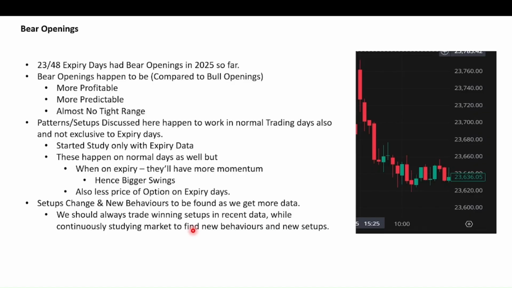So the key to being always profitable in the market is you always trade the winning setups in the recent data. What we are doing now, we are taking the last 1 year data. While we are trading, we are also continuously studying the market to find new behaviors and new setups. If you find some new setup which is occurring more frequently and it is profitable, you take that and add it into your tradable setups.